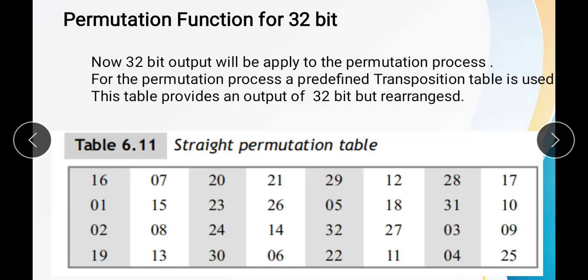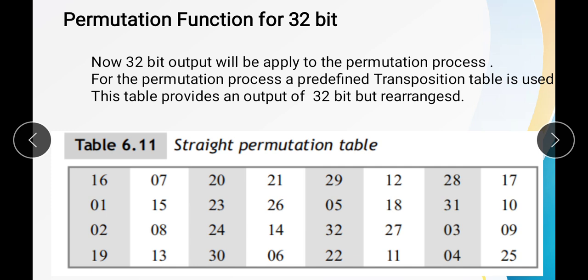Now we have to use the 32-bit output of the S boxes and apply the permutation function. For that we also need to use a transposition table. What we are actually doing is rearranging the data of those 32 bits, and we are getting a rearranged data output. We have to use this permutation table. It has a total of 32 bits, and the position of each bit is given here. We have to just rearrange.